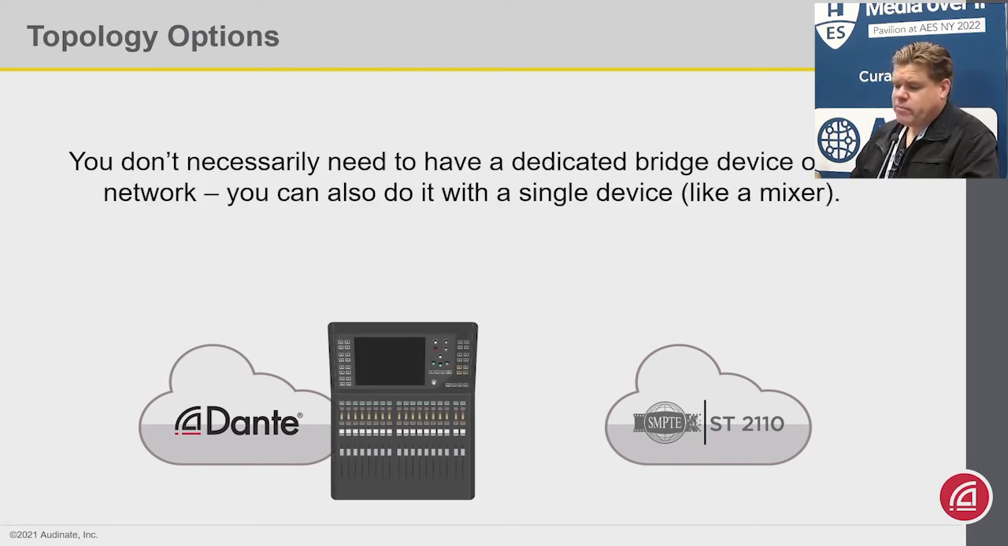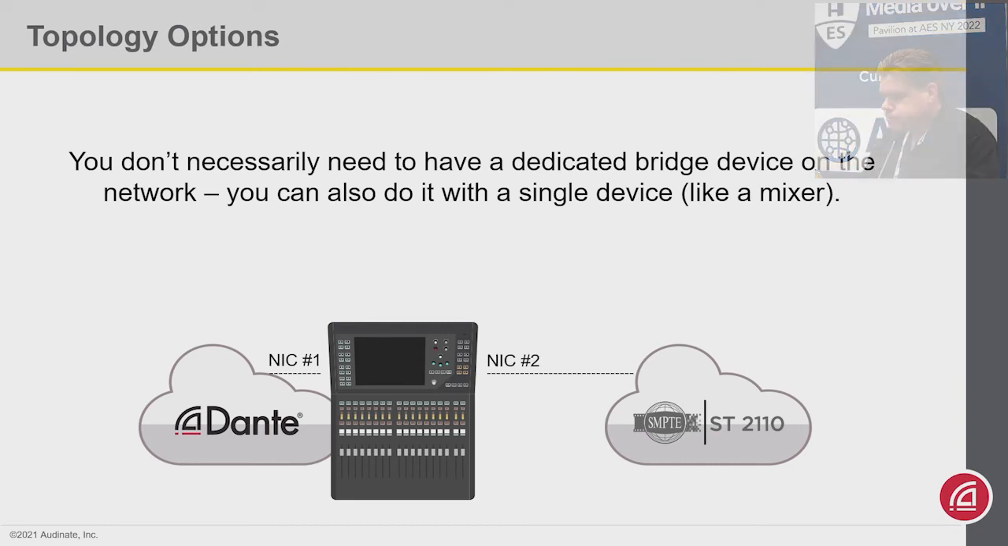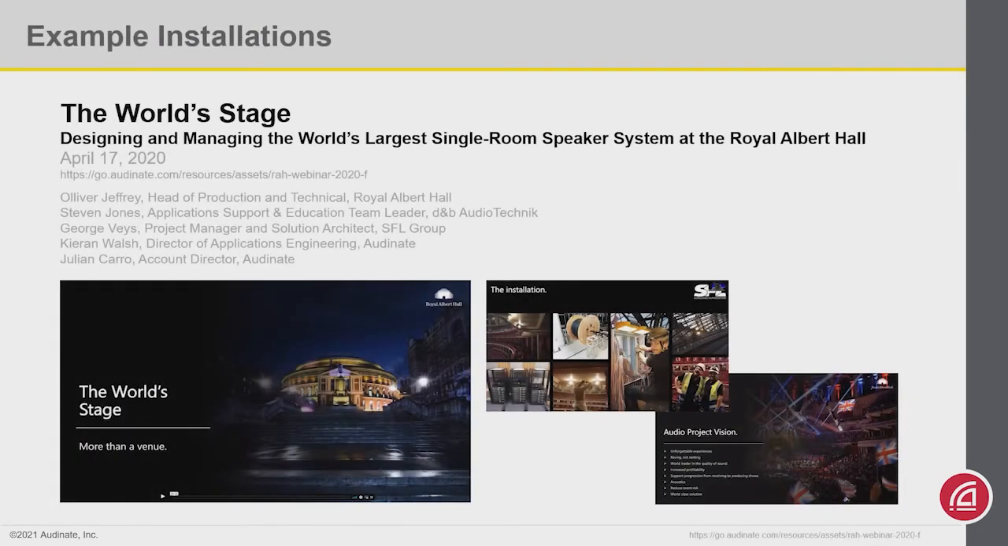Another way to do this sometimes is to have a device like your production mixer. You know, it's already connected with a network interface to the Dante network. You just pop in an option card and you can feed it to the other system. So it doesn't have to be a completely separate piece of hardware. And as a matter of fact, that's how several large stages are being done today.